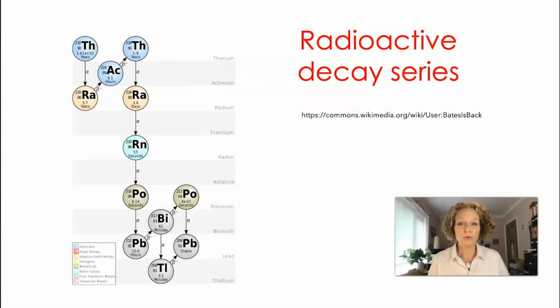Very often the daughter product is also radioactive and it self-decays, and this can give rise to a whole series of decays like this one here, each with its own half-life, before we eventually end up with a stable end product. And there'll be more on half-life in another film.